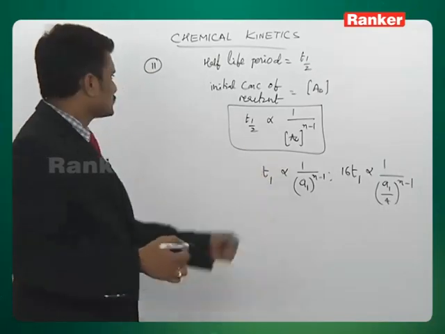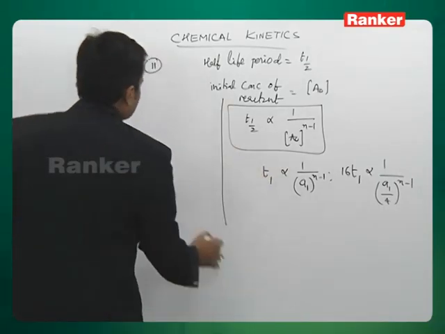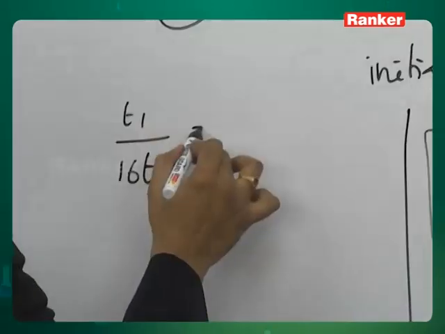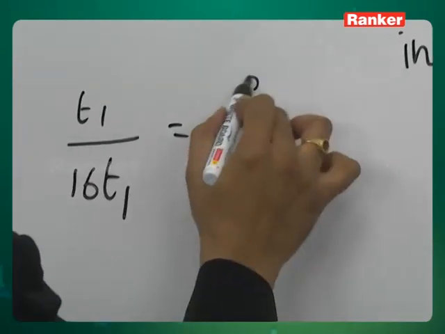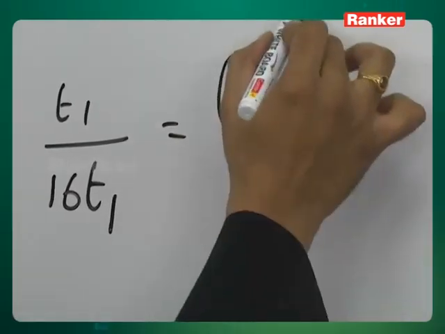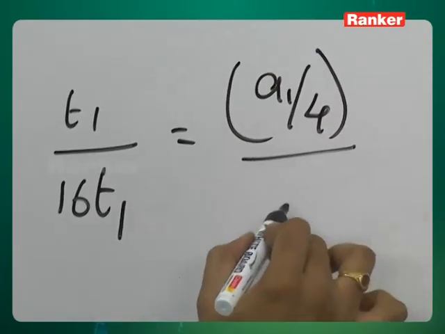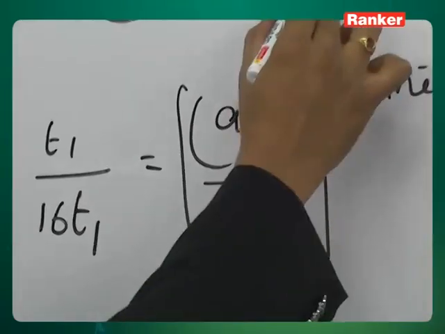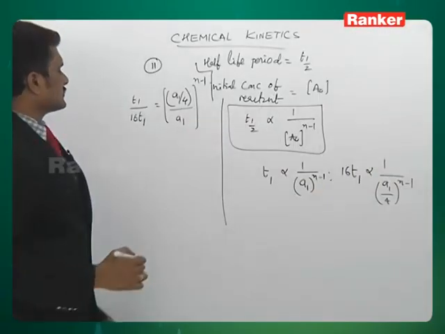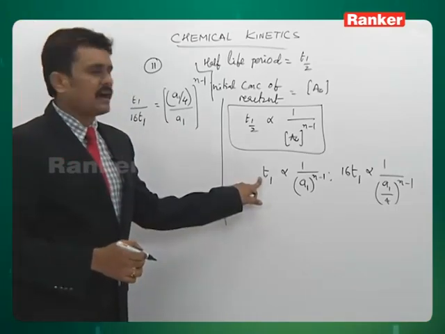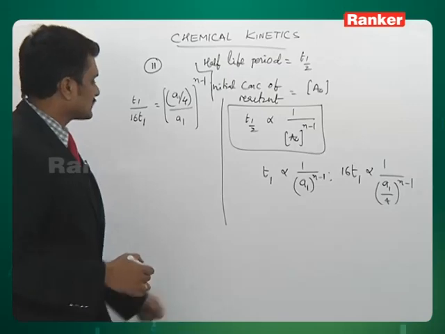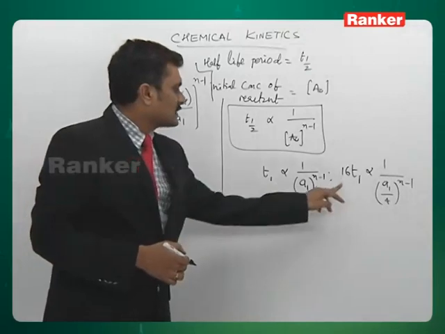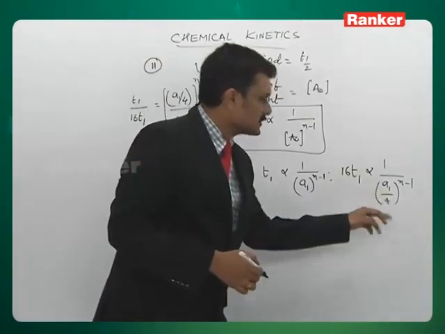Now, when I take the ratio of the two, you can see that T1 upon 16 T1 is equal to A1 by 4 whole power n minus 1 divided by A1 whole power n minus 1. So, you can see, my dear student, that there is a relationship between T half and initial concentration, which I am writing here. I have assumed that when the initial concentration is A1, the half-life period is T1, and it has become 16 T1 when the initial concentration is reduced to 1/4.